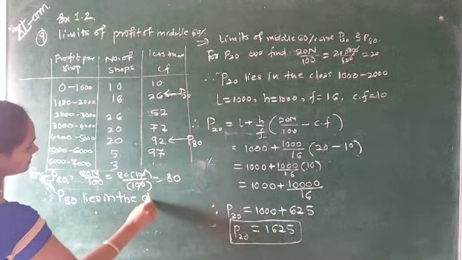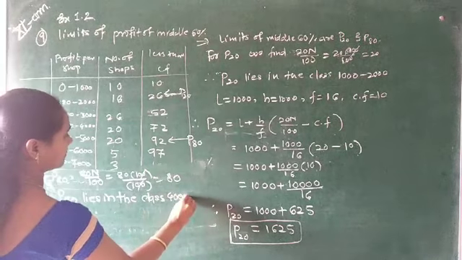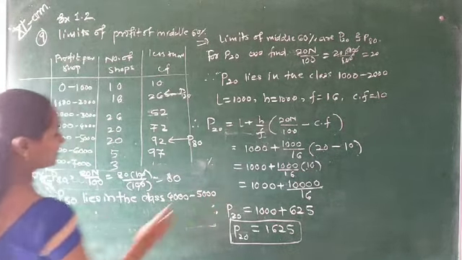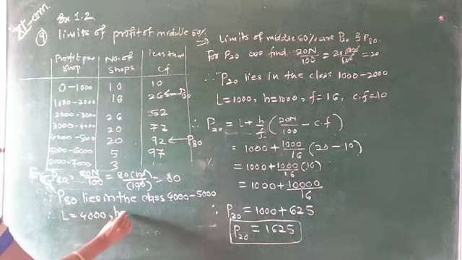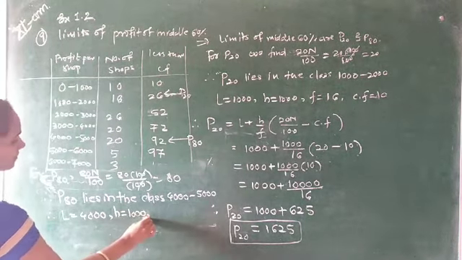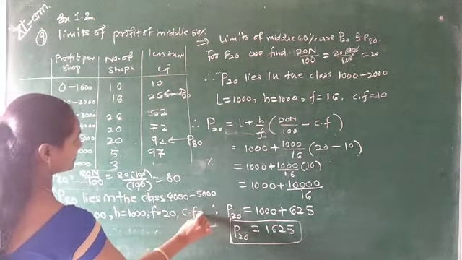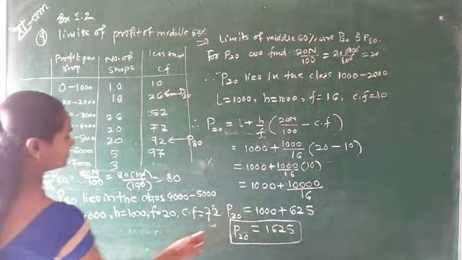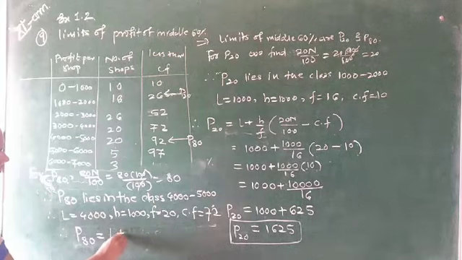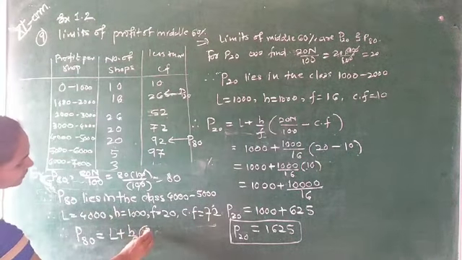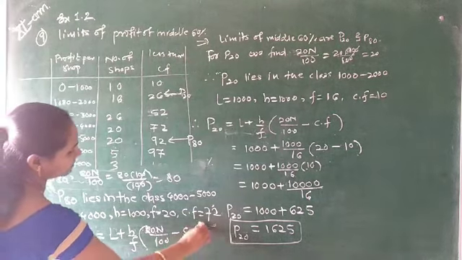Since P80 lies in the class 4000 to 5000, therefore L is equal to 4000, H is equal to class width 1000, and corresponding frequency 20, and CF of preceding class is 72. Use the formula. Therefore, P80 is equal to L plus H upon F into 80n divided by 100 minus CF.